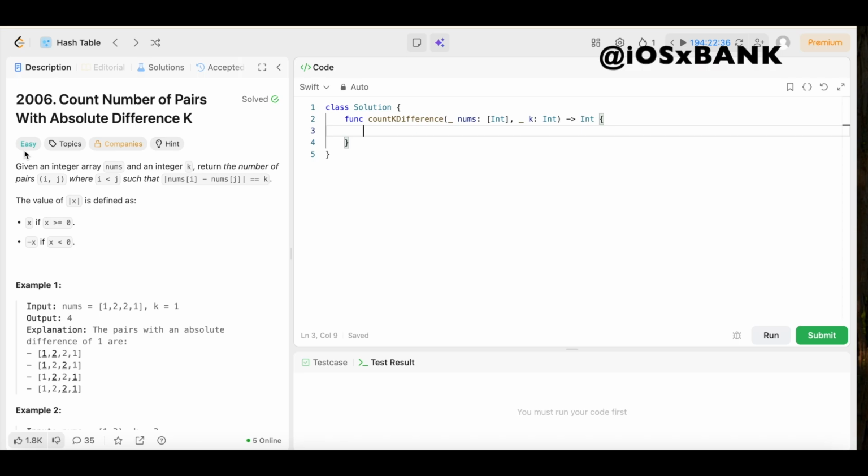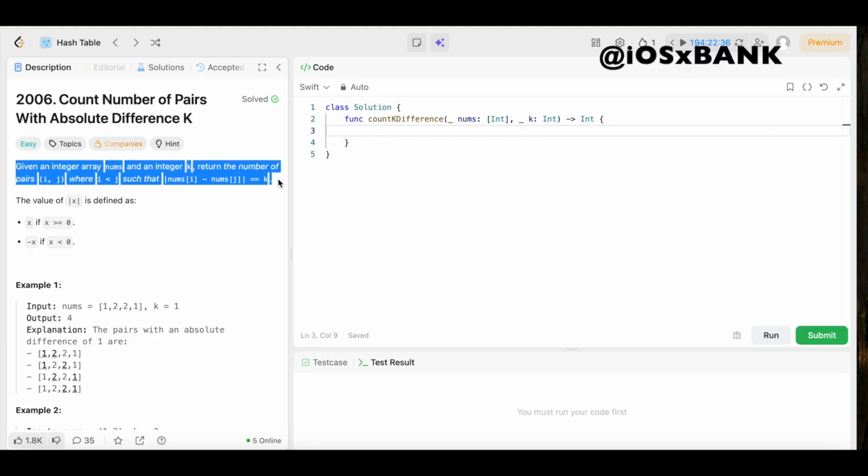Now let's see what the question says. Given the integer array nums and the integer k, return the number of pairs (i, j) where i is less than j such that the absolute value of nums[i] minus nums[j] is equal to k. The value of absolute value of x is defined as x if x is greater than or equal to 0, and negative x if x is less than 0.